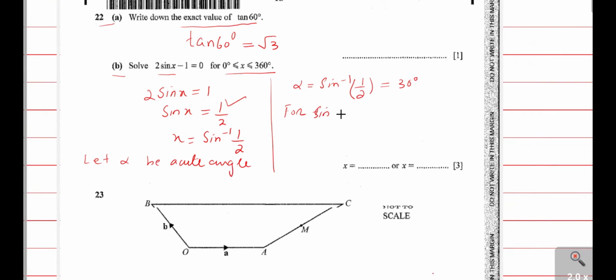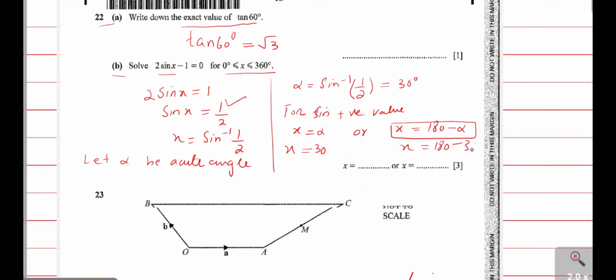For a positive value of sine, x will be equal to alpha, or x equal to 180 minus alpha. This value lies in the second quadrant, and this is 180 minus alpha. Therefore, we write x equal to 30, and the next value is 180 minus 30, which is 150. So 150 and 30 is the answer.